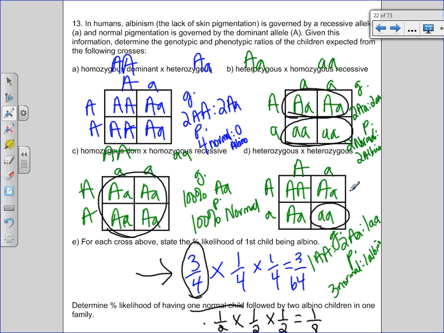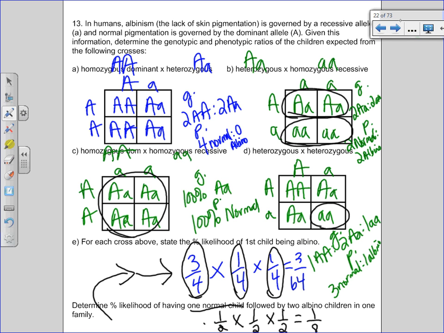If we looked at D, the probability of having a normal child is 3 over 4. Okay, probability of having an albino one is 1 over 4. So for D, it'd be 3/4 for a normal child, by 1/4 for the first albino, and then 1/4 for the other albino. So you'd have 3 times 1 times 1 on the top, so 3, and 4 times 4 times 4 on the bottom is 64. So the likelihood of having that is 3 over 64.